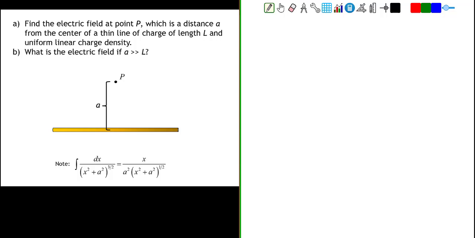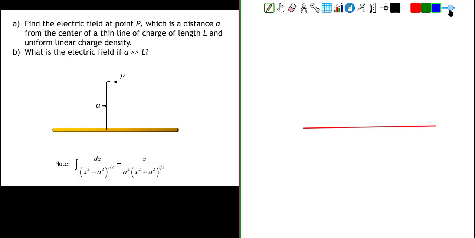Find the electric field at point P, which is a distance a from the center of a thin line of charge of length L and uniform linear charge density. What is the electric field if a is much greater than L? Let's start by drawing the charge.